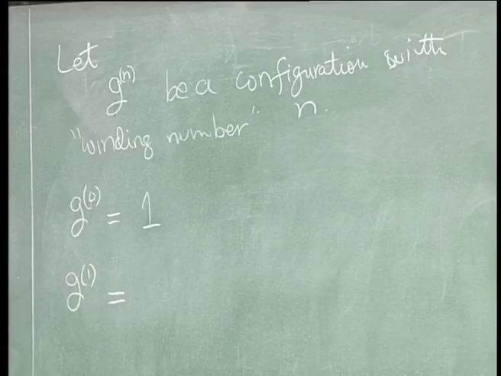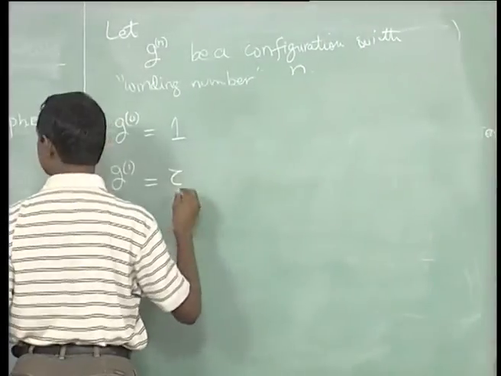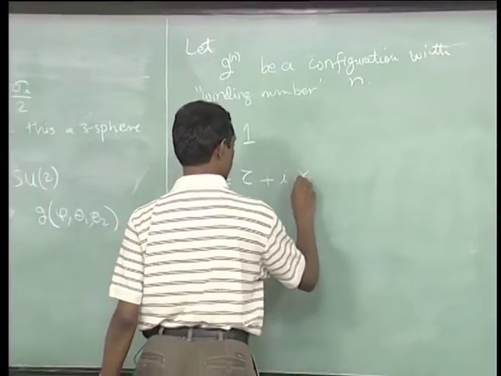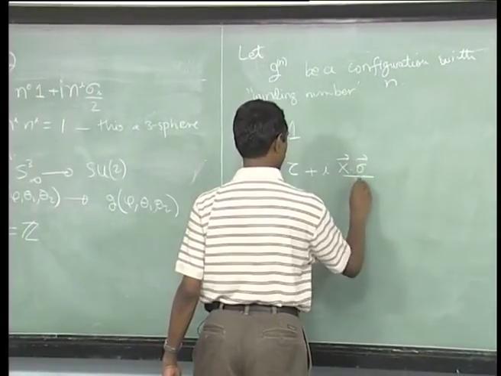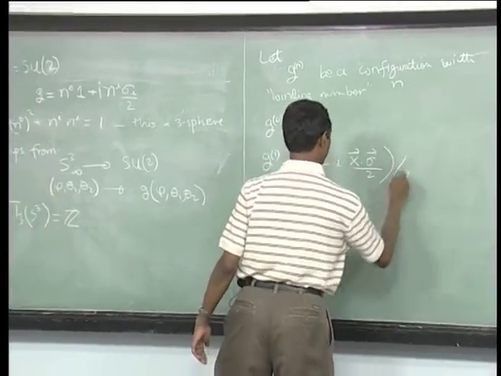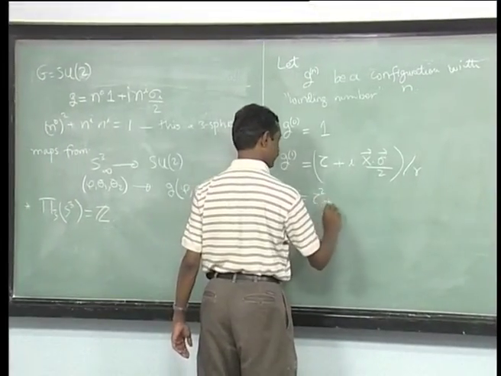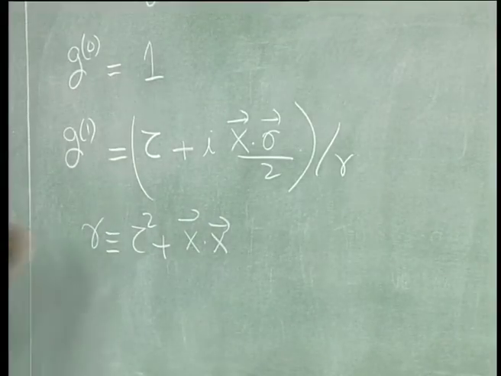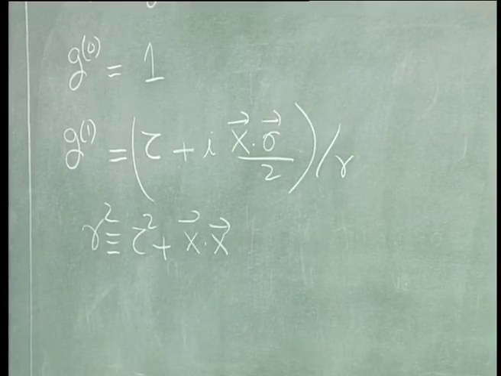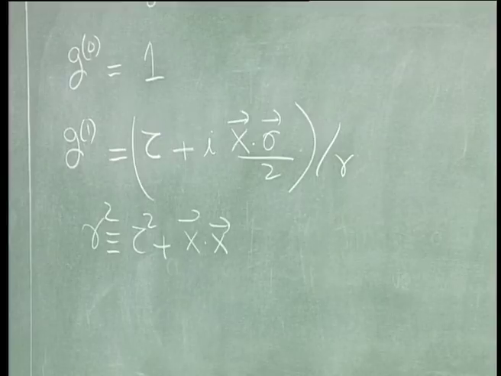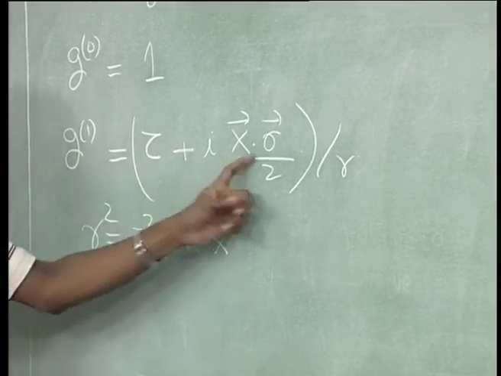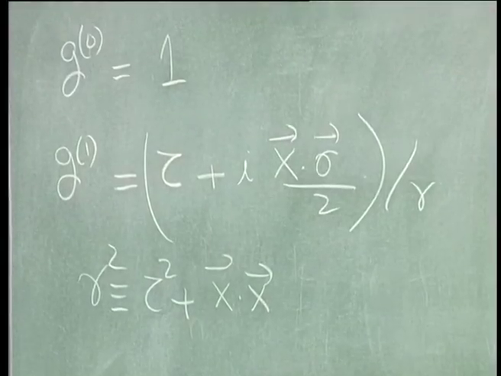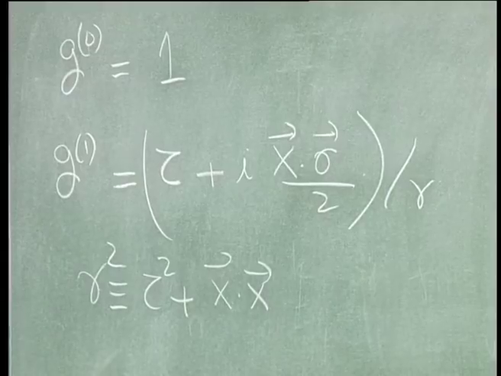I just identify this with tau plus I times spatial x, divided by R, where R is the radial coordinate in 4 dimensions. Okay. So, I have to divide by this because otherwise it would have been the square of this. So, I divide out by this. Okay. So, this, if you wish, is the analog of winding number 1.